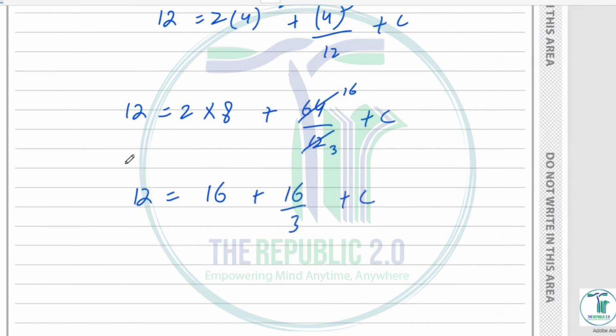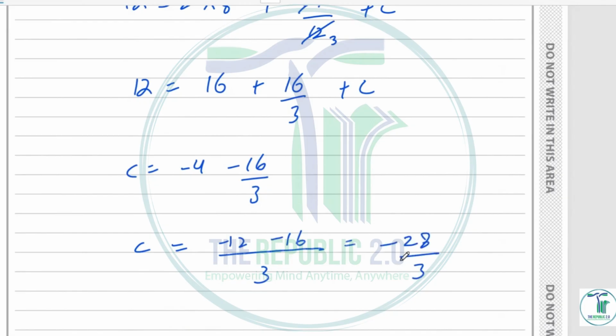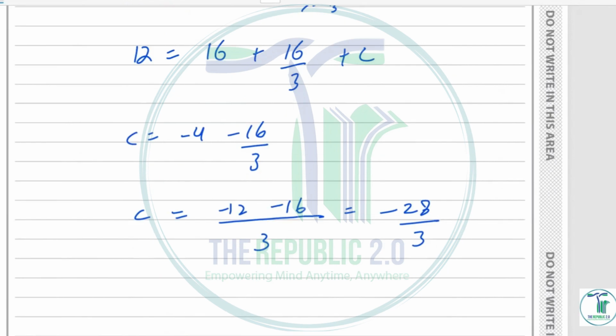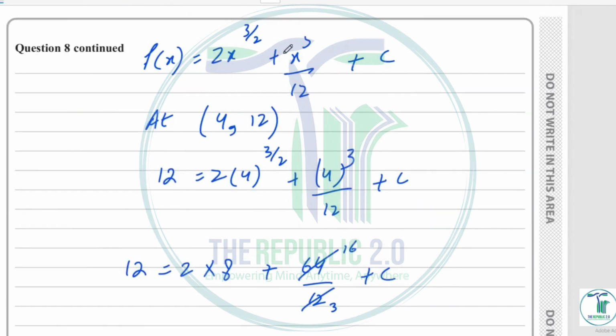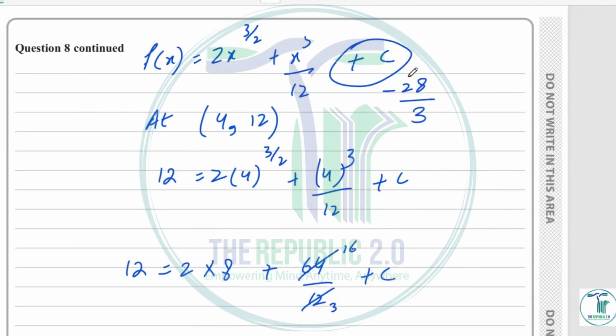So the value of c comes out to be 12 minus 16, which has to be minus 4 on the other side, and then minus 16 by 3. I'm just going to simplify that down. I must be having 3 as an LCM, negative 12, negative 16, and that comes out to be negative 28 divided by 3. That is the constant of integration. So our final function would eventually become everything like that, but over here in place of c, you're going to write negative 28 divided by 3. That is how we're going to solve this thing down.